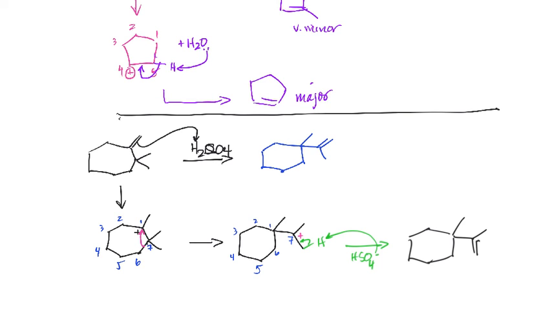So sometimes when you're asked to do a mechanism, it doesn't mean it's the major product. I don't know if this was major or minor. It just said, find this. How do I get there? And so we found a ring contraction can work.